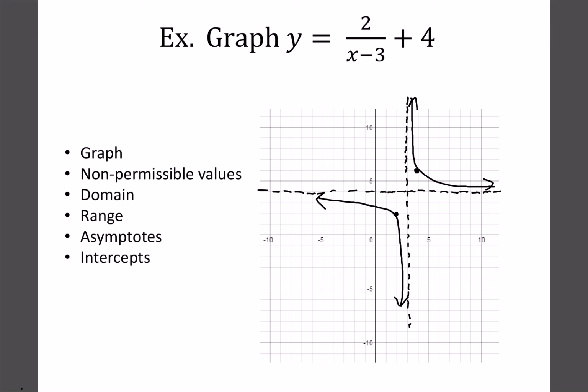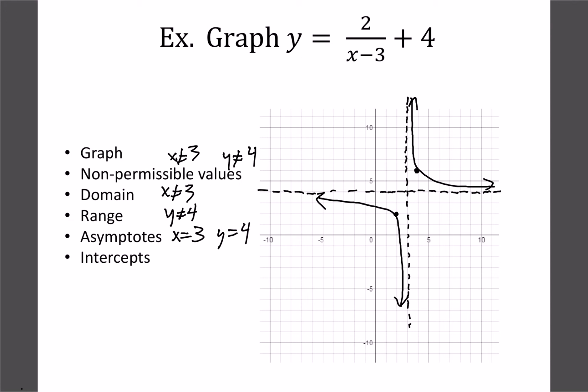So there's our graph. We have our non-permissible values. That's basically our asymptote lines. So in this case, we say x can't equal 3. So our domain ends up being x can't be 3, and our asymptote line is at x equals 3. In terms of the y direction, we say y can't equal 4. So our range ends up being y can't equal 4, and our asymptote line is at y equals 4.